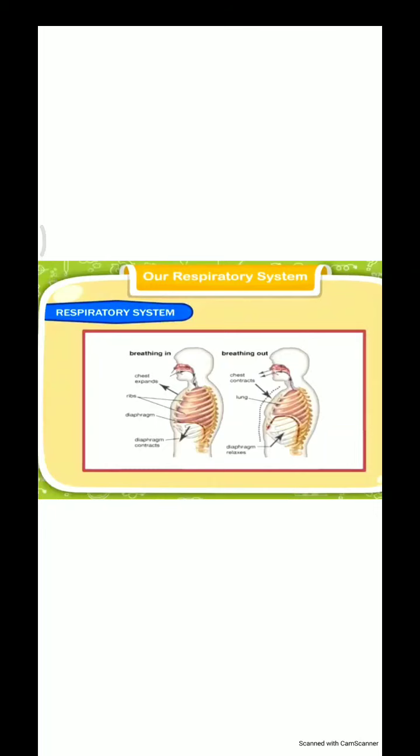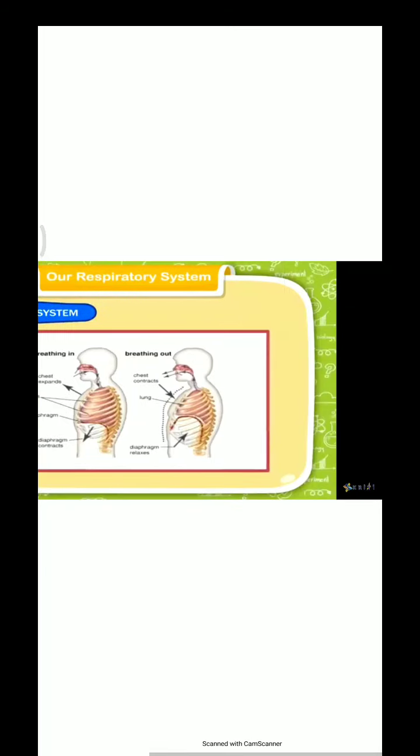So how will your energy be produced? At the time of digestion, your oxygen will be used and carbon dioxide will be given out. After that, your energy will form. This is the work of your respiratory system. Okay. Breathing purifies our blood and helps us to obtain energy. Okay. Let us study about the organs of our respiratory system and their function.